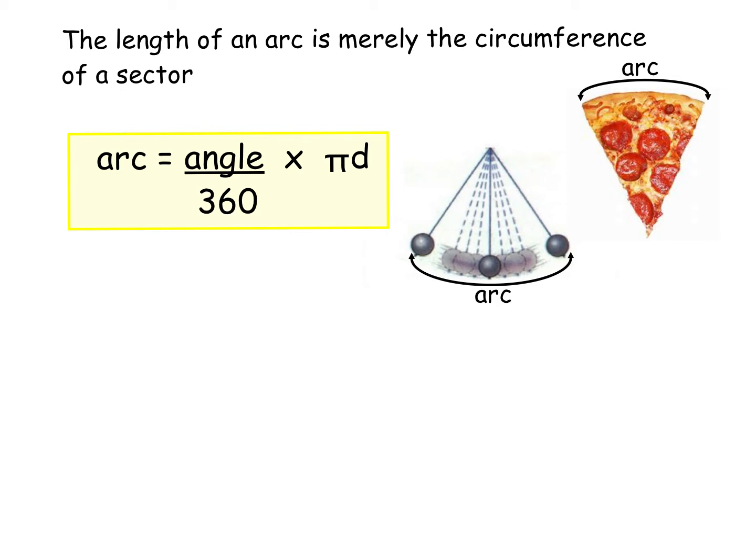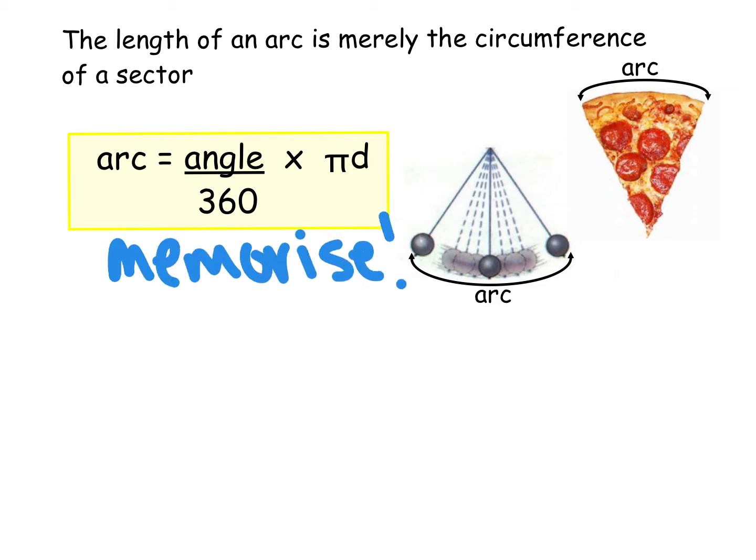So here is the formula. It's quite straightforward. You have to memorise this one though. This is not given to you on the formula sheet, so you have to memorise it. And the thing to remember is the pi d bit. Pi d was your circumference of a circle. C equals pi d. Arc is connected to circumference, so it's pi d.